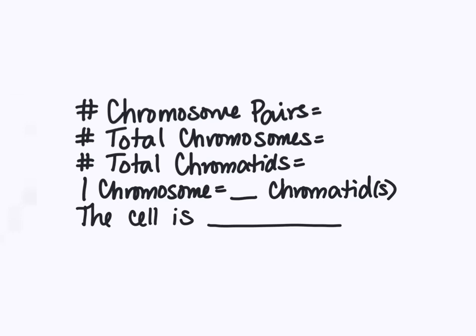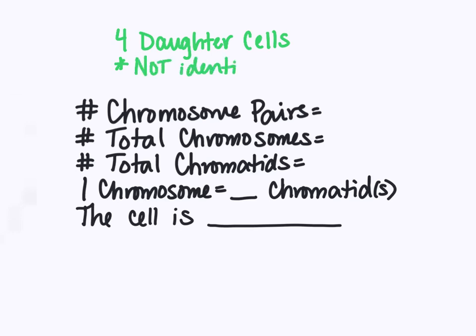So first of all, we end up with 4 daughter cells. And the key thing is that these 4 daughter cells are not identical to each other. They are also not identical to the parent cell because we kind of shuffled up the chromosomes in order to increase genetic diversity, to kind of rearrange the genes that were on those chromosomes.